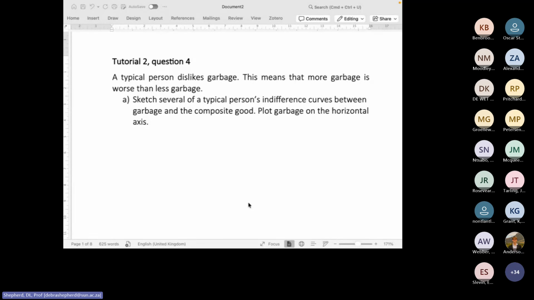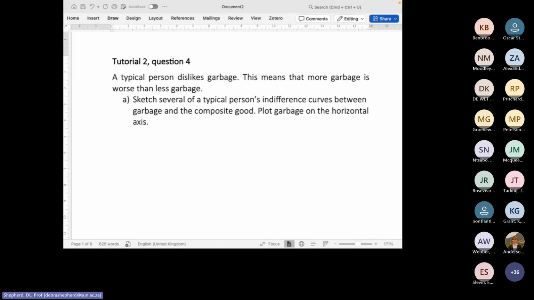The less garbage we have, the more satisfied we are. The more garbage we have, the less satisfied we are. Part A then says, sketch several of a typical person's indifference curves between garbage and the composite good. Plot garbage on the horizontal axis.